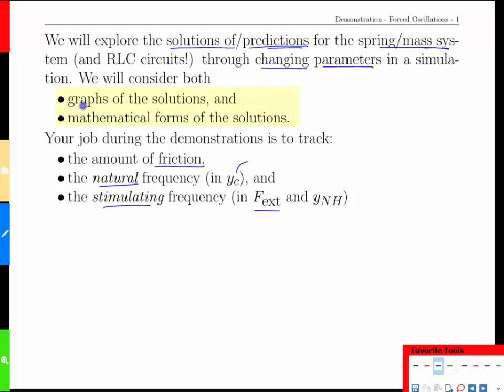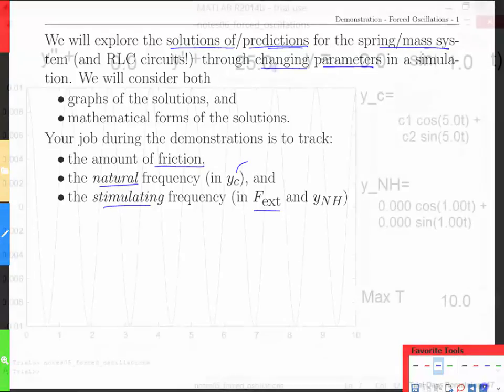The other thing to keep in mind is what the graphs look like. So that'll be fairly obvious, those will be in front of us. But the more challenging thing is to ask yourself why we're getting certain particular mathematical forms in the solutions, and what do they mean, and why did we get those instead of alternatives.